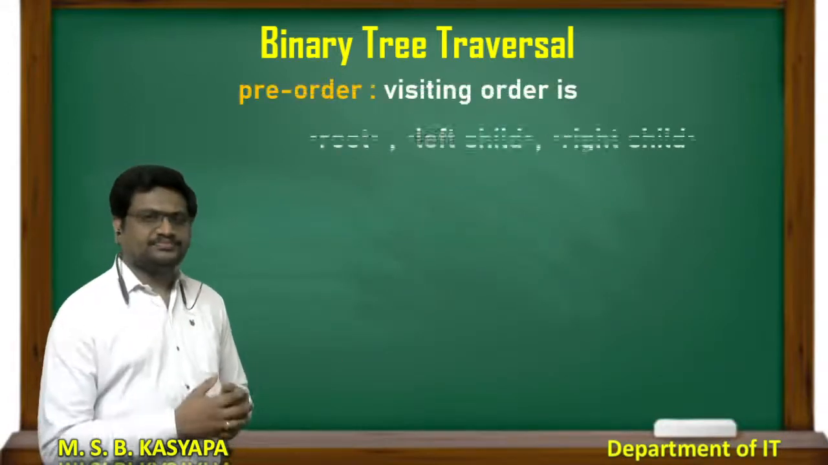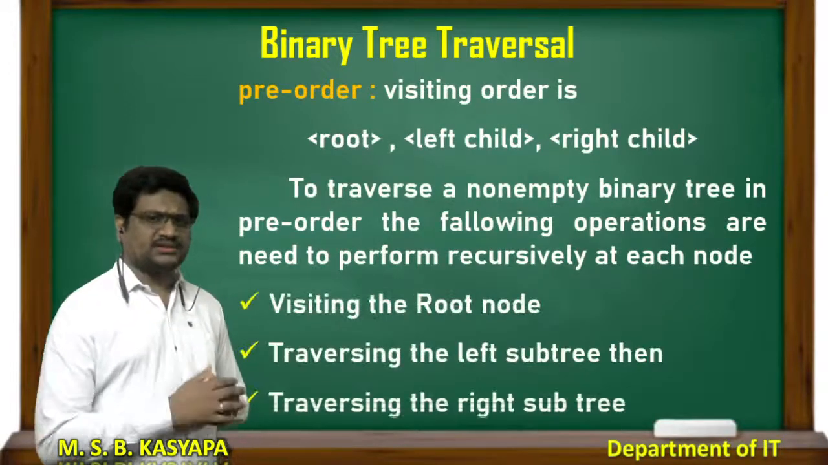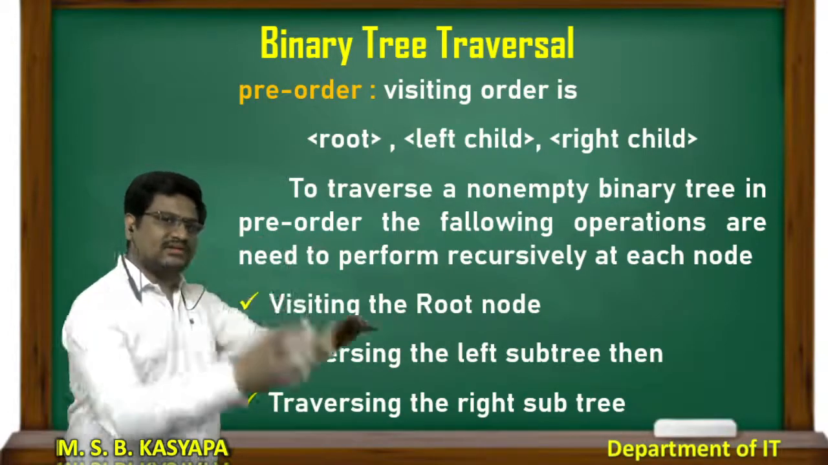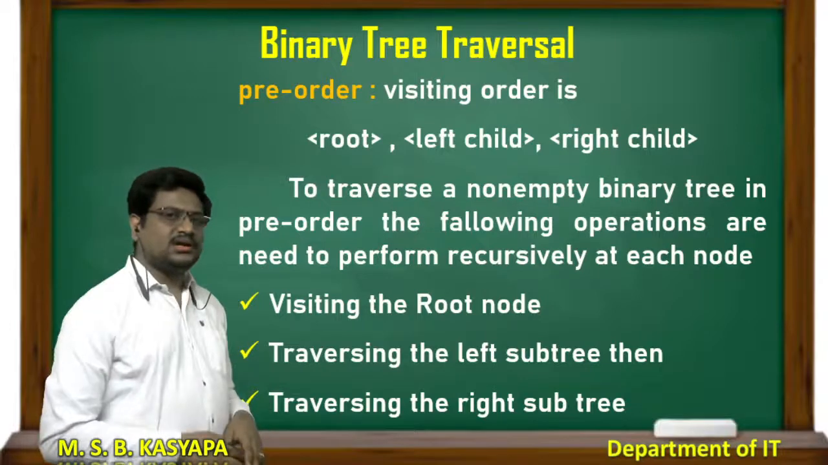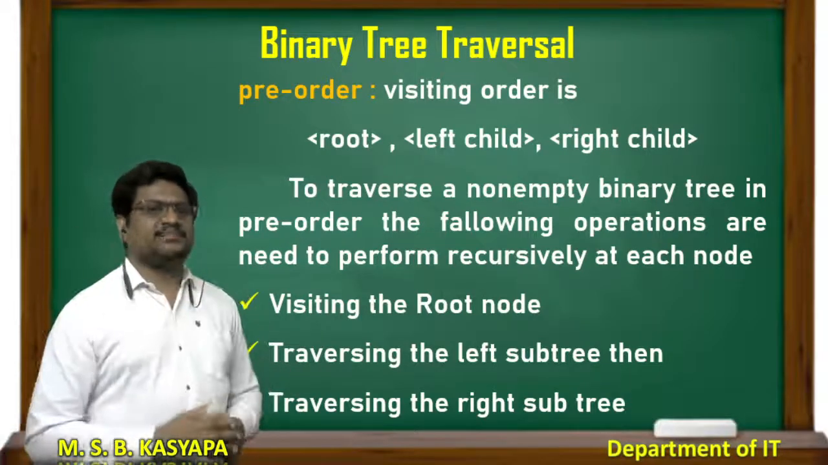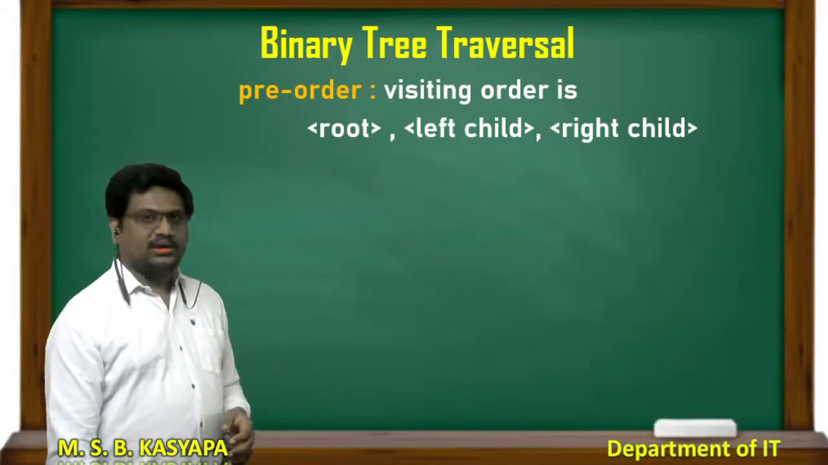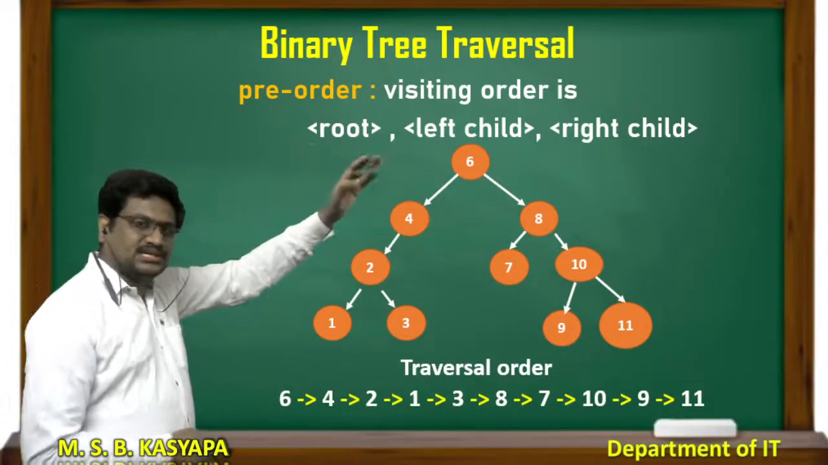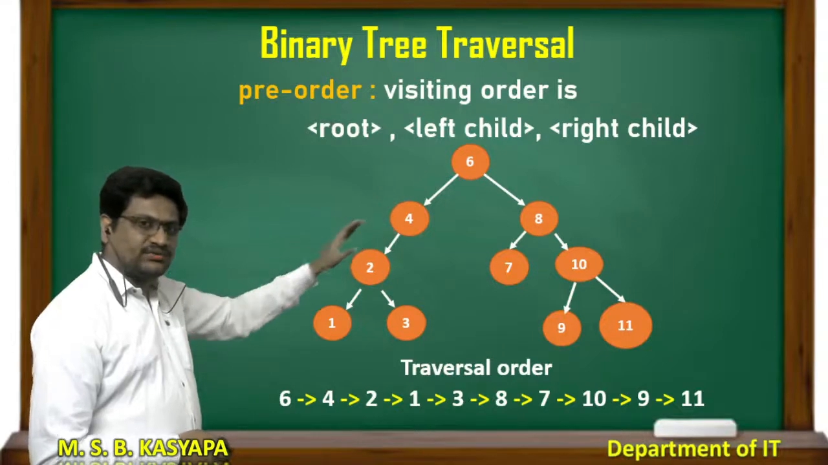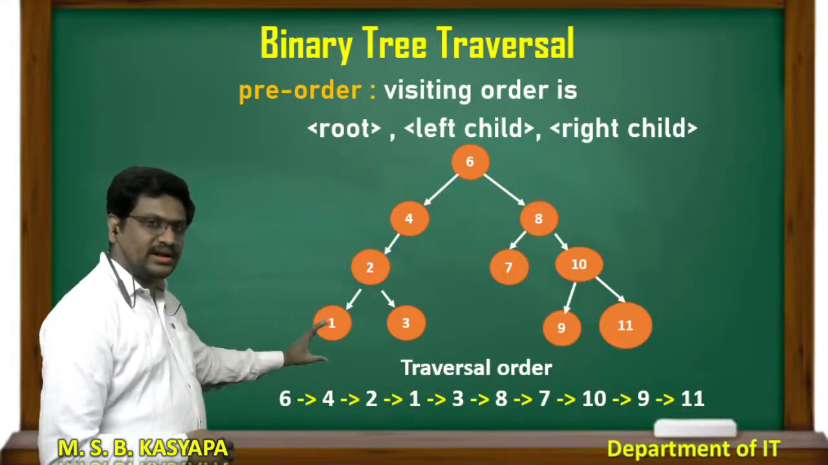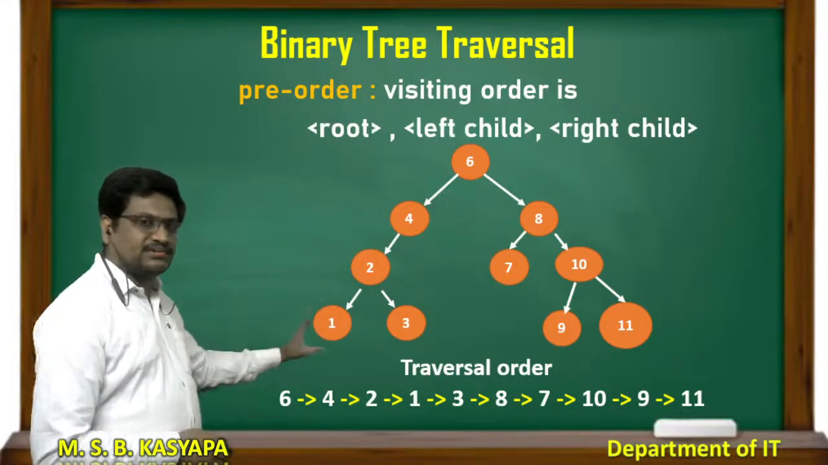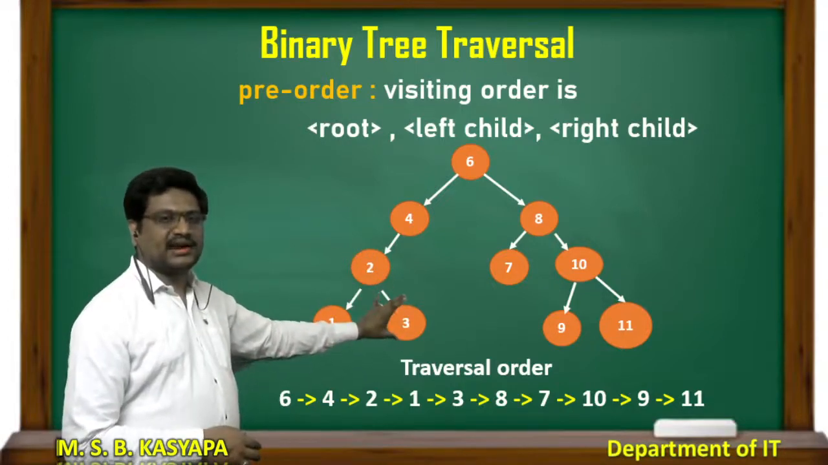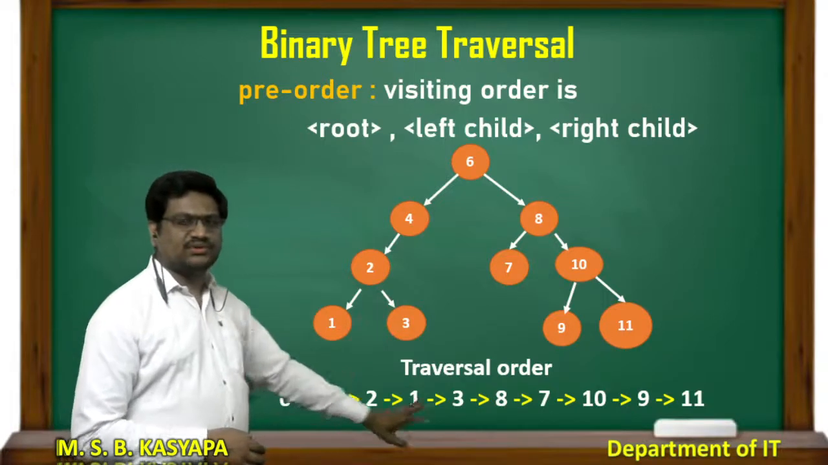Now in the pre-order, as we said, how to visit? First I will visit the root node. After that I will visit the left subtree of that root node. Then I will visit the right subtree of the root node. Now, if I visit like this, my order is first I will visit 6. So 6 to 4, it is a left child. So 4 to 2, again left child, 2 to 1. Already the leaf node has come, so again I will move back here. Then 2 is already visited, so I will move to the right side, that is 3. So 6, 4, 2, 1, 3.